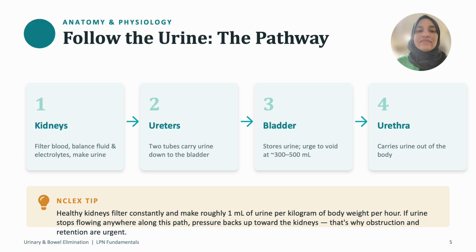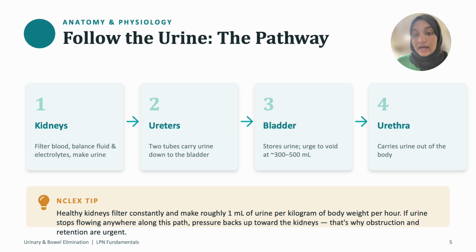All right, so let's follow a drop of urine. It's made in the kidneys, which filter the blood and balance our fluids and electrolytes. Then it travels down our 2 ureters, because we have 2 kidneys, so there's 2 ureters that come down into the bladder, and the bladder stretches to store it. Our bladder is made up of muscle. Once your bladder is filled up around 300 to 500 ml, that's when we get the urge to use the bathroom. And then it leaves through the urethra.